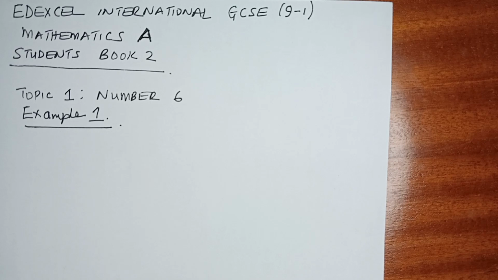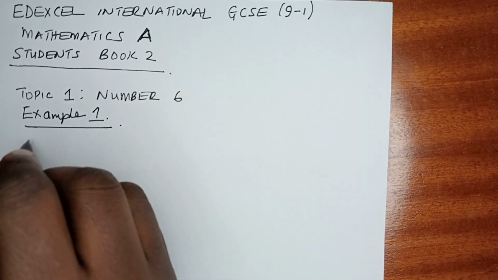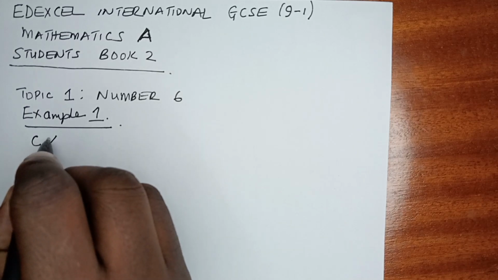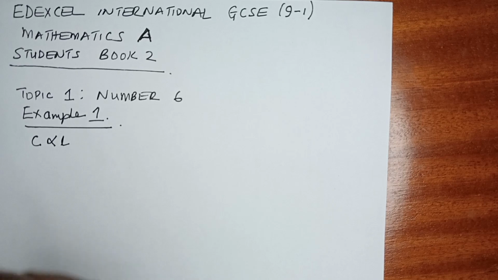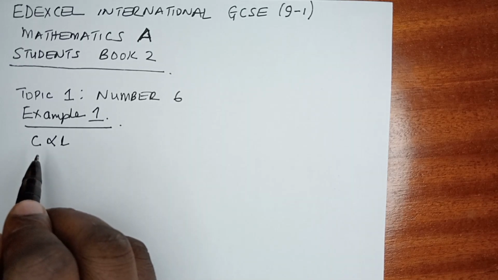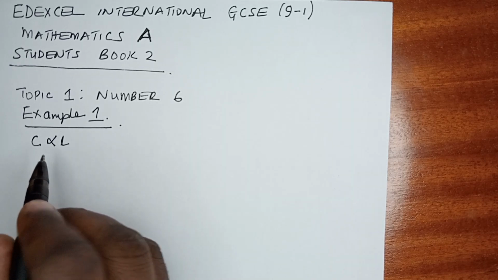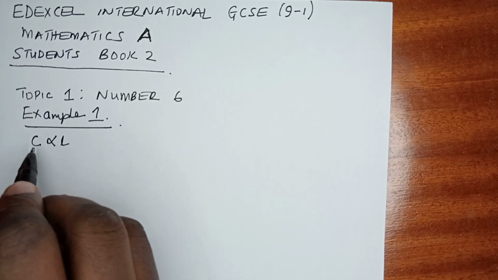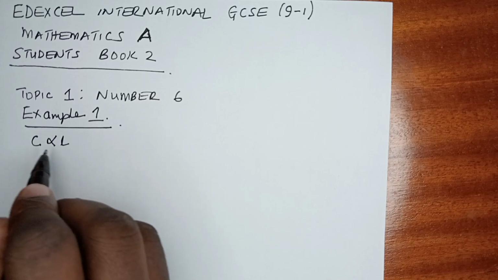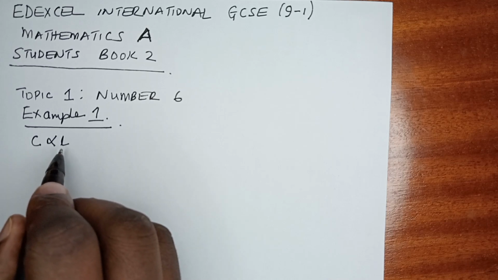Let us start at that point. So the cost is directly proportional to the length. That is how we write the statement of proportionality. This is called the symbol of proportionality, and this is a variable. The cost will change as the length of the call changes.